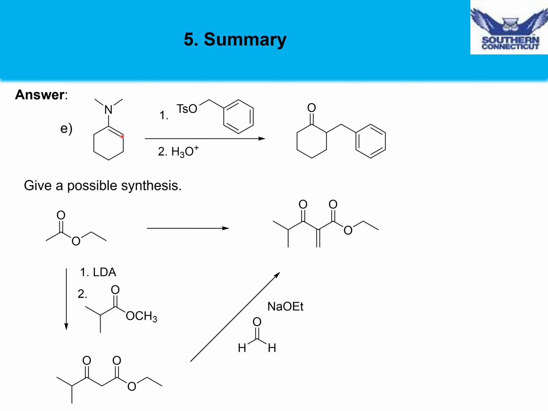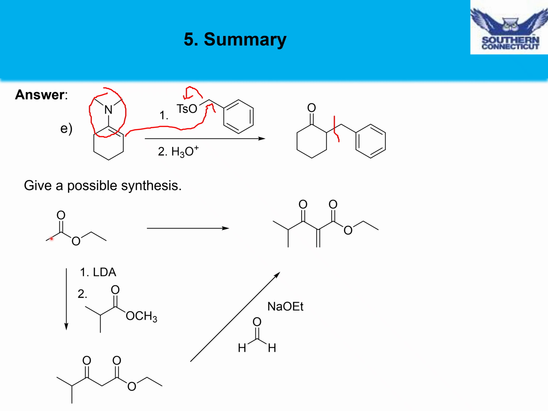Enamines are nucleophilic at the alpha carbon, and they're equivalent to enolates. So just like enolates, if we add an alkylating agent like this alkyl tosylate, this carbon will attack the carbon with the leaving group, displacing this tosylate group. We're going to form this bond here in the product. And now the enamine under aqueous acid should be converted into a ketone.